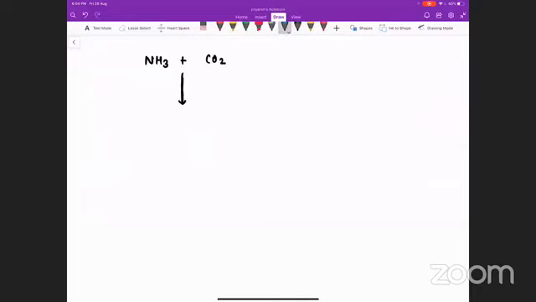When these two molecules unite, we require two molecules of ATP, meaning energy is required. Two molecules of ATP will convert into two molecules of ADP. These two small molecules will unite and make a bigger molecule called carbamoyl phosphate.